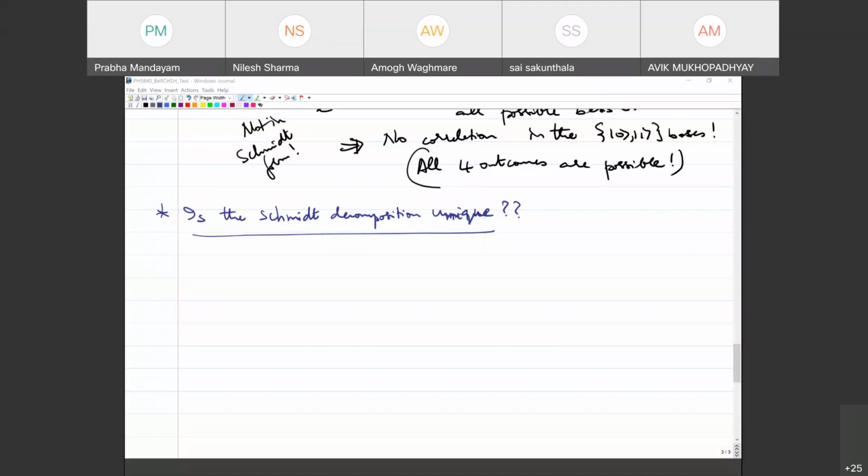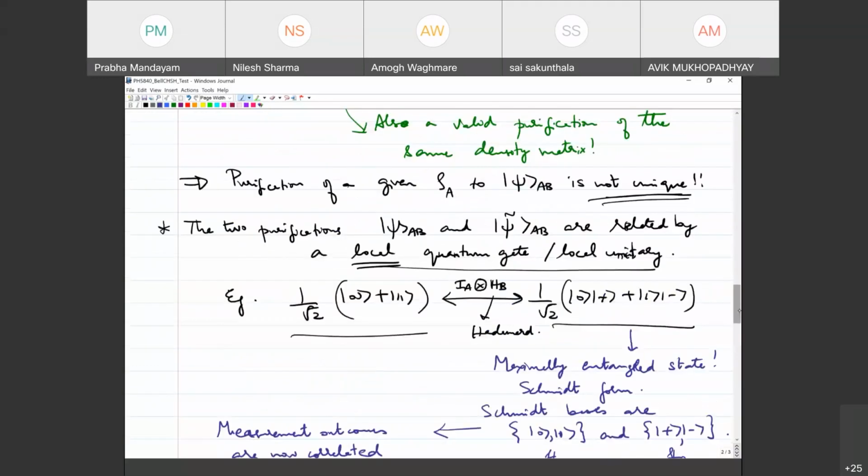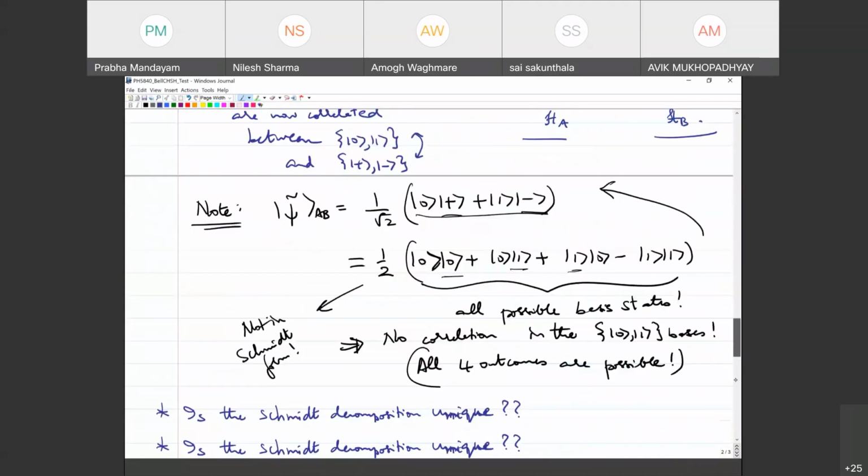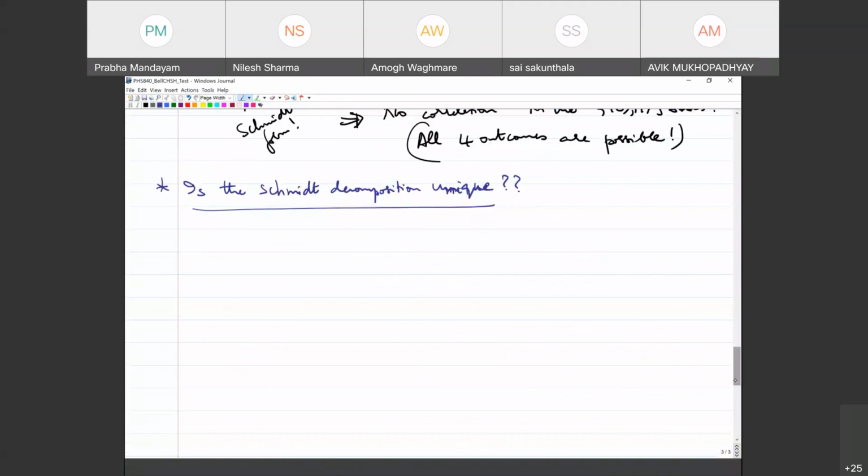No, ma'am. So again, there is a certain local freedom in the Schmidt decomposition. Just like how we said that this purification is not unique, in the sense that you can always apply local quantum gates and obtain two different purifications of the same reduced density matrix, similarly, you can transform one Schmidt decomposition, or one Schmidt form, to another via local gates. So the answer is that it is unique up to local unitary gates.